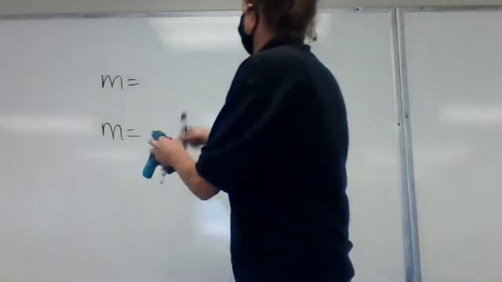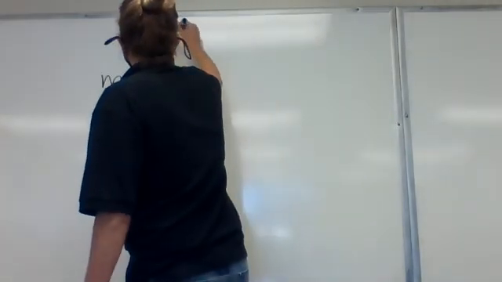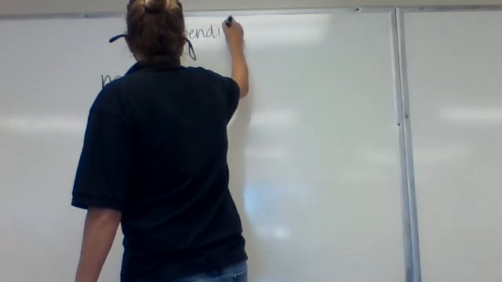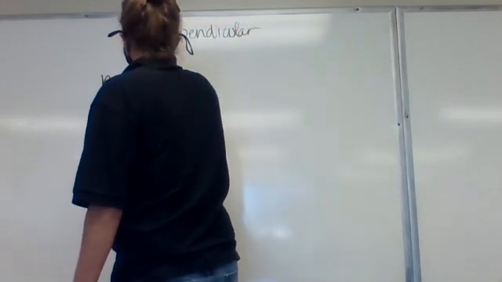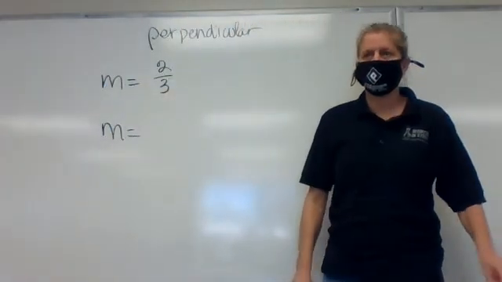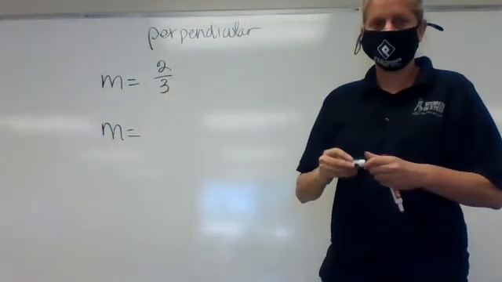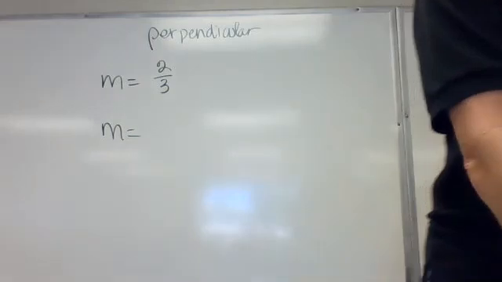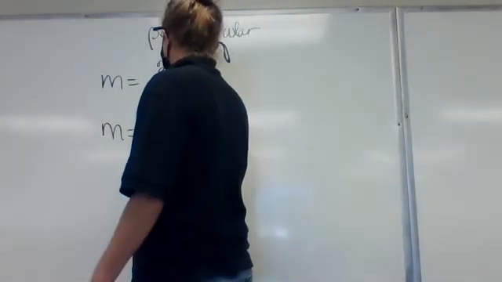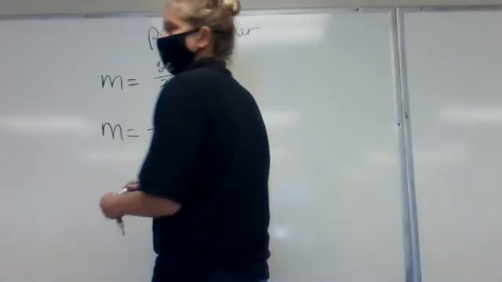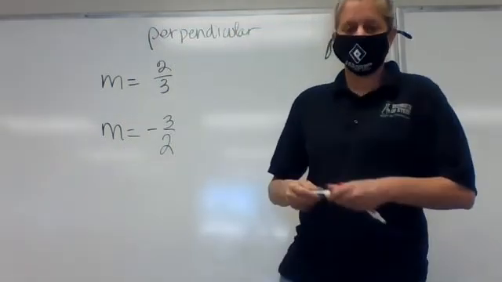Let's say still you're perpendicular, and 2/3 is the first slope. So it's gonna be -3 over 2. You just did that. Yeah, I did. -3 over 2. Okay?